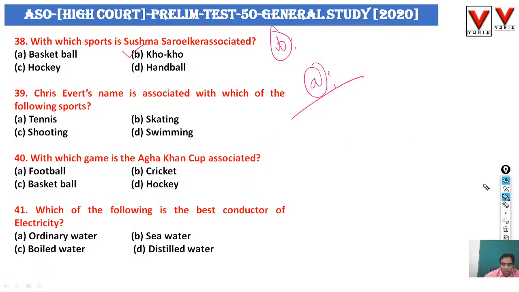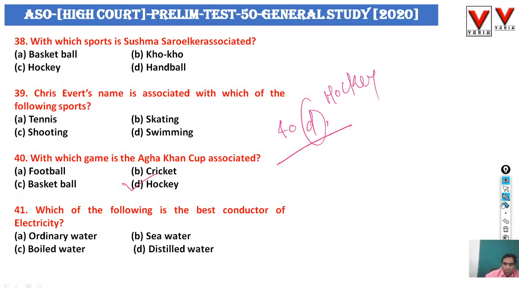Now we are going to proceed further, and that is question number 40, the last question of our discussion. With which game is the Aga Khan Cup associated? The Aga Khan Cup is associated with the game of hockey. So the right answer is D.